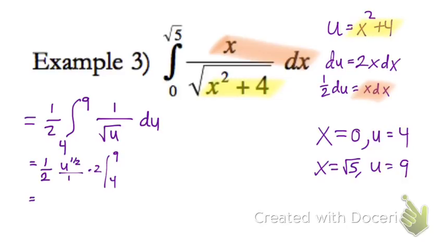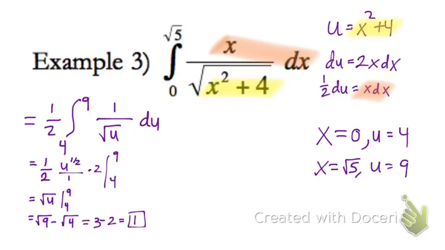If I simplify this a little bit, I have 1/2 and that 2, it's going to be a 1. So this is just the square root of u from 4 to 9. So it's the square root of 9 minus the square root of 4, which is equal to 3 minus 2, which is equal to 1. Final answer.